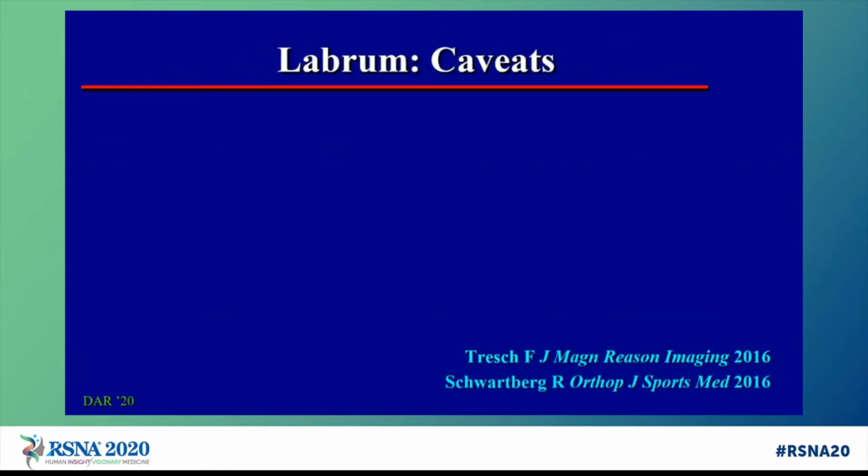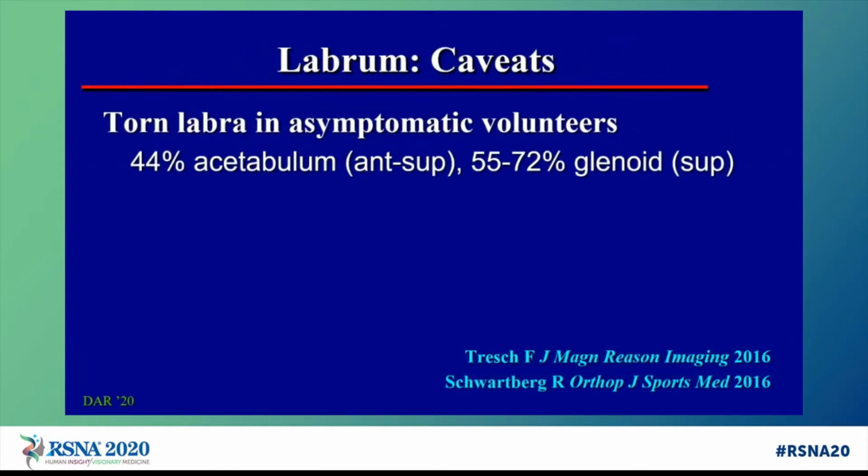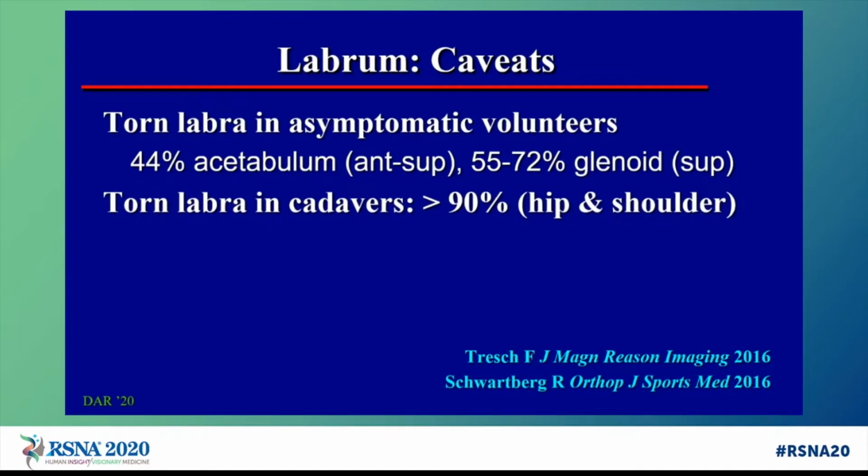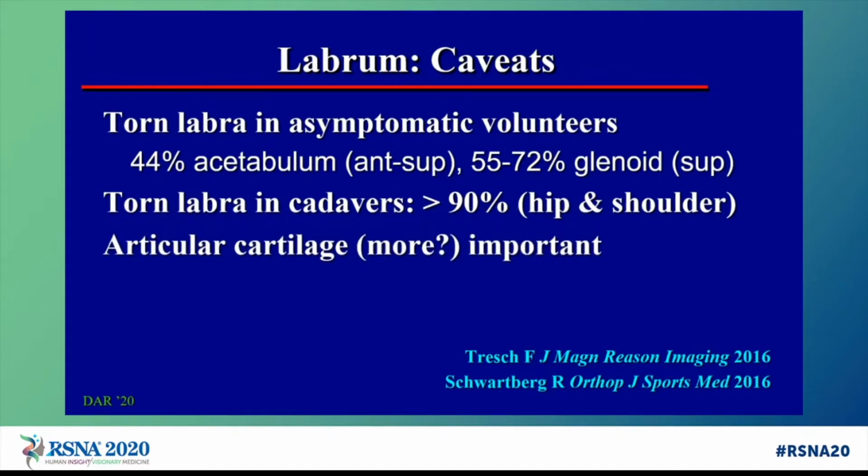A few caveats. Labral tears are very common in asymptomatic individuals, so just because you've seen a labral tear doesn't mean that's what's causing the patient's symptoms. Very, very common in the elderly. For example, in cadavers, more than 90% of specimens will have a hip or shoulder labral tear. The acetabular cartilage is probably more important than the labrum, so you want to look carefully at the acetabular cartilage because abnormalities of that structure will affect what surgery the patient can have.